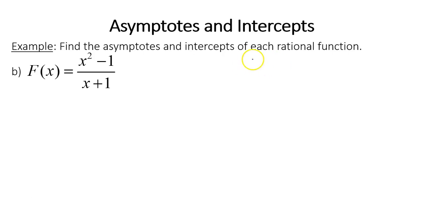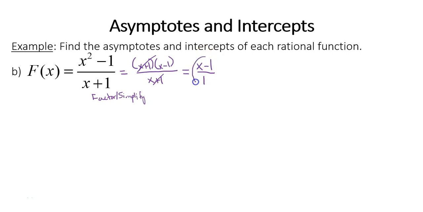In part B, we have x squared minus 1 over x plus 1. Please make sure you factor and simplify first. So I have x plus 1, x minus 1 over x plus 1. Yes, the x plus 1s do cancel out, so you're left with x minus 1 over 1. I'm keeping it over 1 just so it keeps its fraction form. From now on, we're allowed to consider the rational function in its simplified form, x minus 1 over 1.